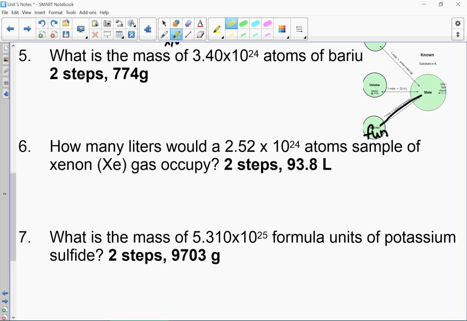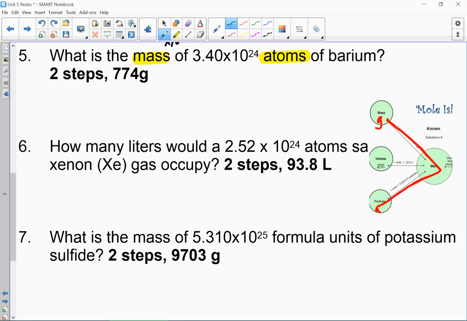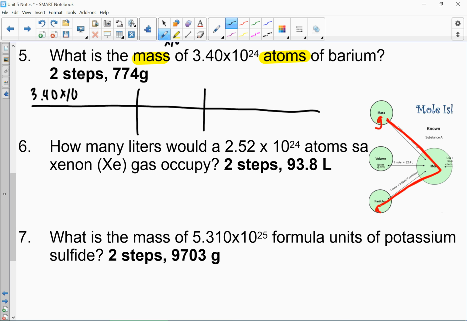All right, next question. I see mass and I see atoms in there. So mass lives here, that's grams, and atoms lives down here on particles. Have to do that one in 2 steps. So first to moles, then to atoms. So we need a big fence for this one. Start with your number, 3.40 times 10 to the 24th atoms. Let's move this over so I've got a bit of space. Atoms up, atoms down.